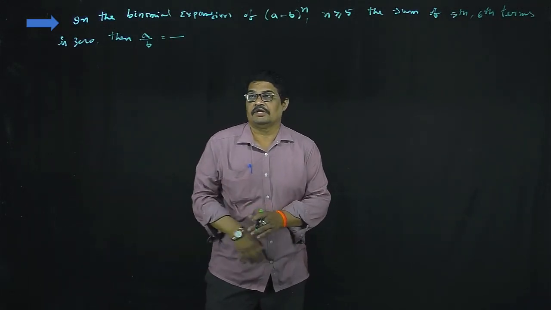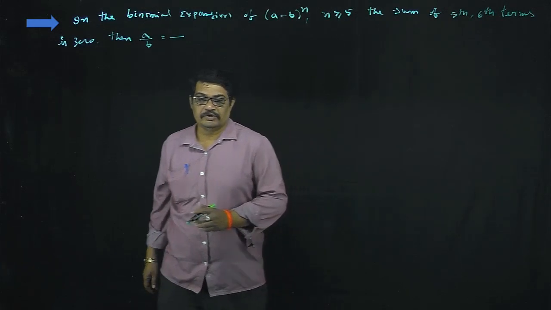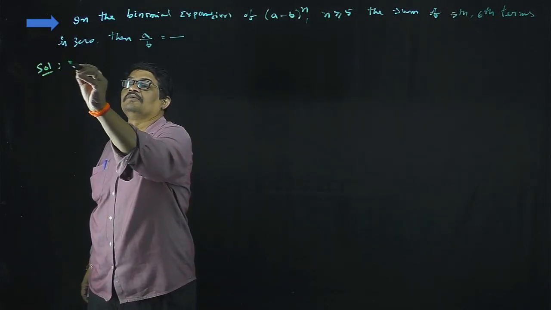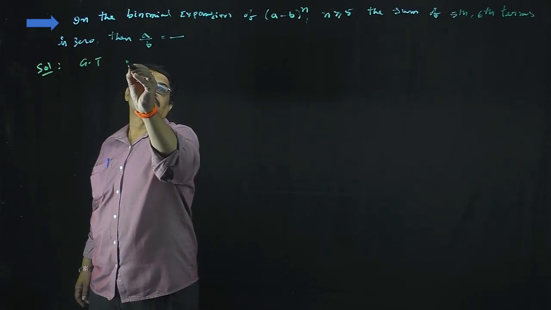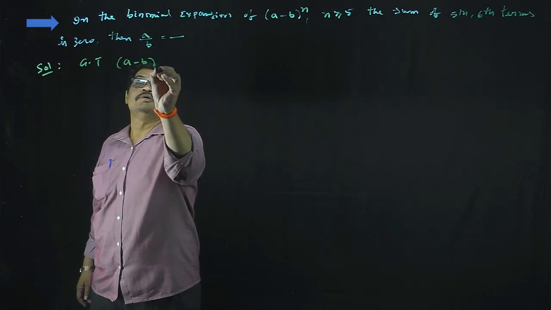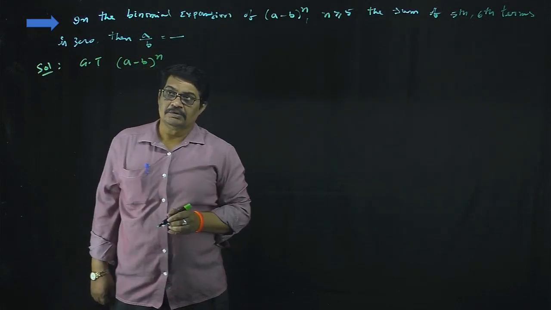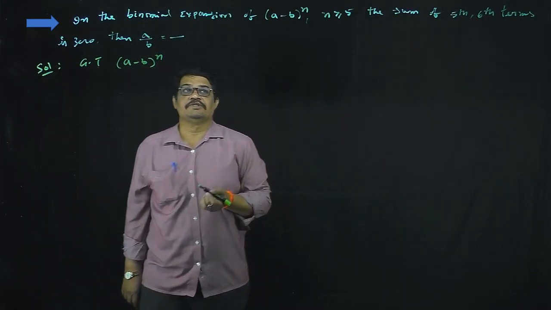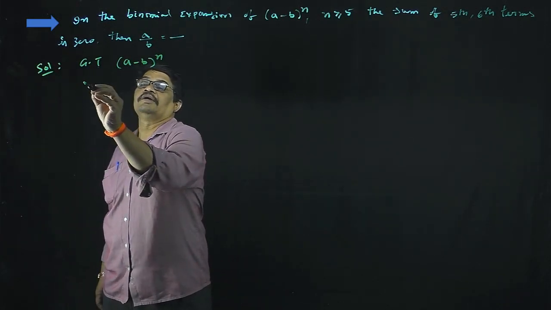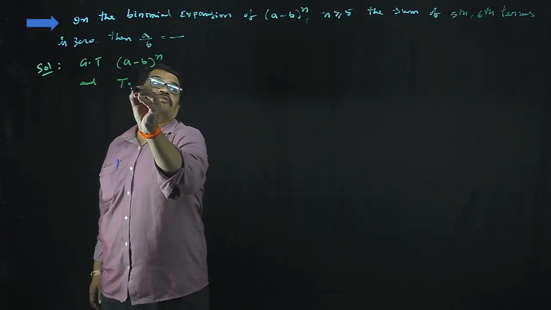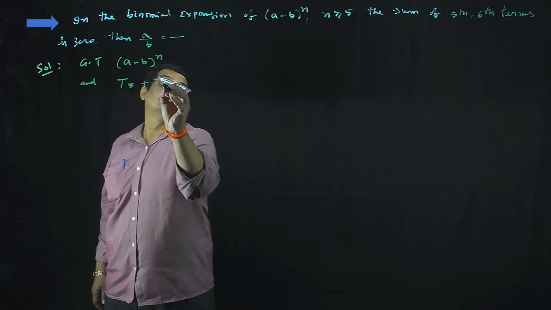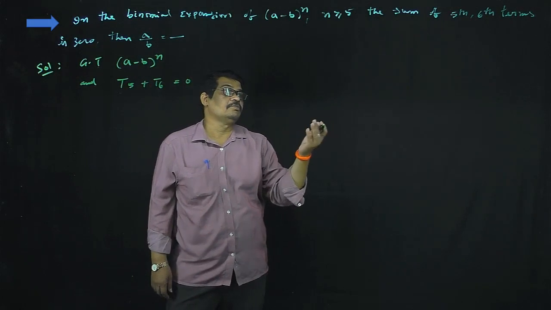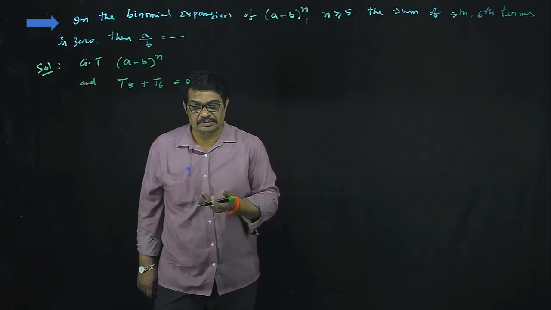Now I have to find the a by b value. Okay, see the solution. The given expression is (a minus b) whole power n. In the binomial expansion, the sum of the fifth term and sixth term is 0. That is the given data.